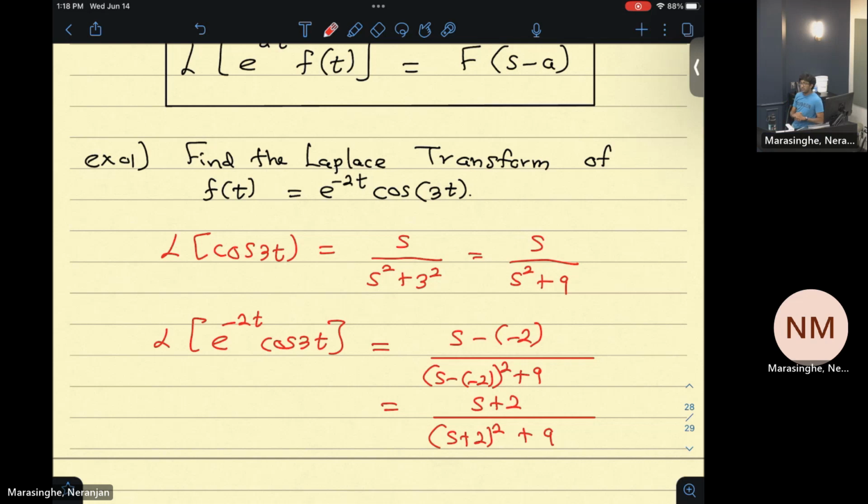Okay. Is that clear? So you had a function and you know the Laplace transform of this function is cosine 3t. Okay. And you are going to multiply that function by the exponential. Then the Laplace transform of cosine 3t would be translated. Okay. So the simple way of remembering this is multiplication by exponential in time domain would result in translation in Laplace domain.